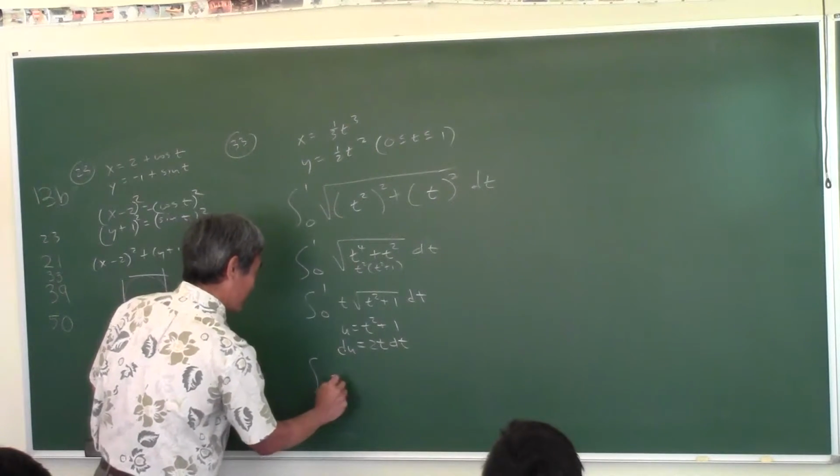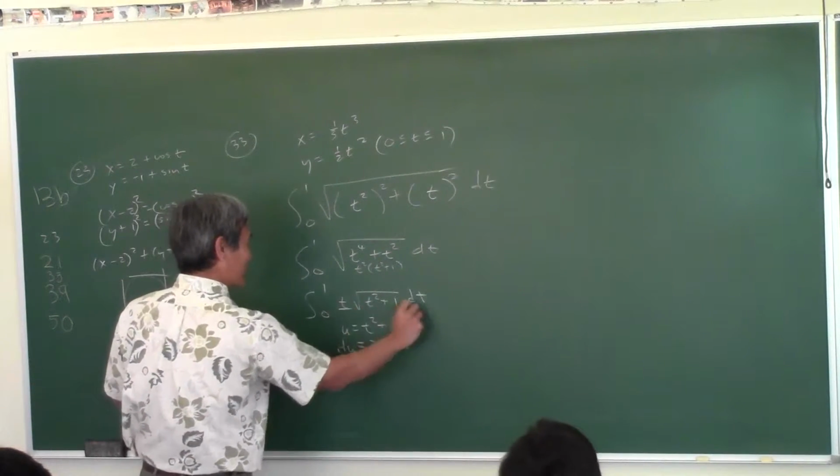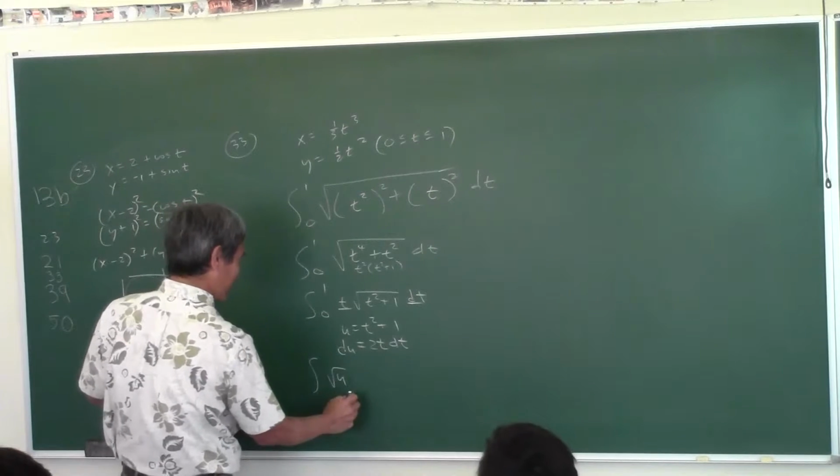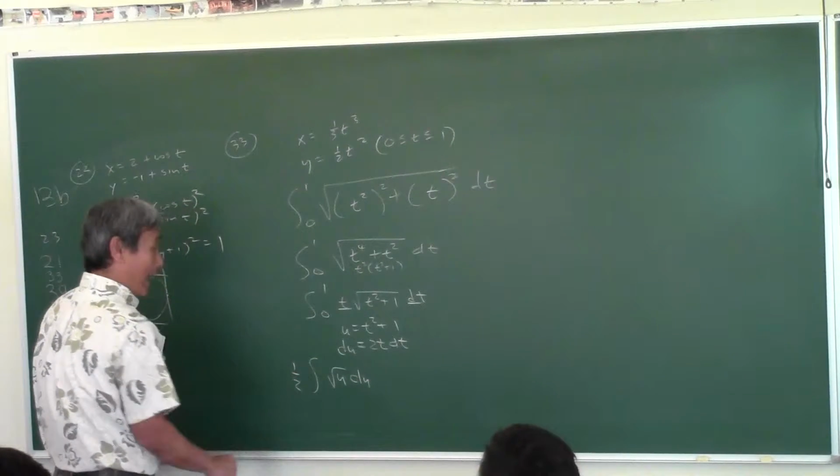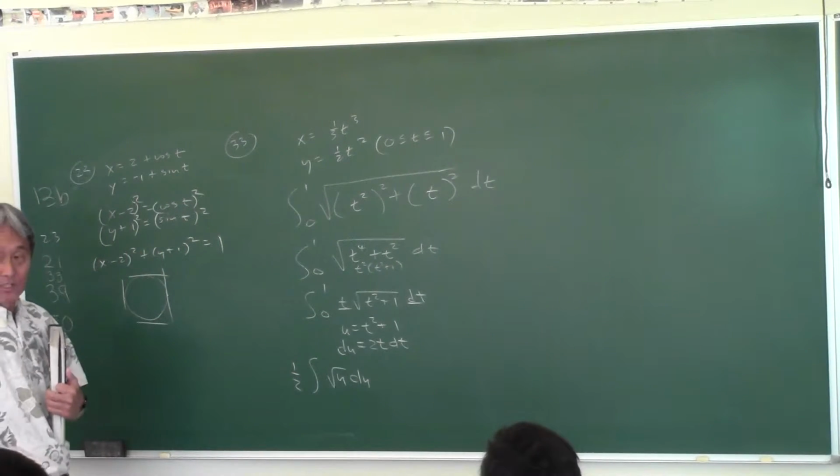Okay, so what have we got here? Square root of u. What do I substitute for t dt? du over 2. And what are my new limits of integration?